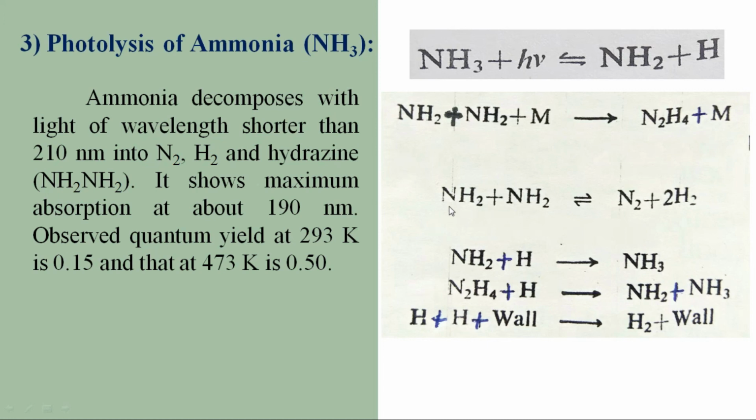Even the reaction between two NH2 free radicals generates nitrogen and hydrogen. Also, it is observed that NH2 free radical combines with hydrogen free radical and gets back ammonia. Also, hydrazine molecules collide with hydrogen free radical with the formation of ammonia and NH2 free radicals. The formed hydrogen free radicals will collide with the wall of the container and get neutralized to hydrogen molecules. So these are the different mechanisms observed during photolysis of ammonia.